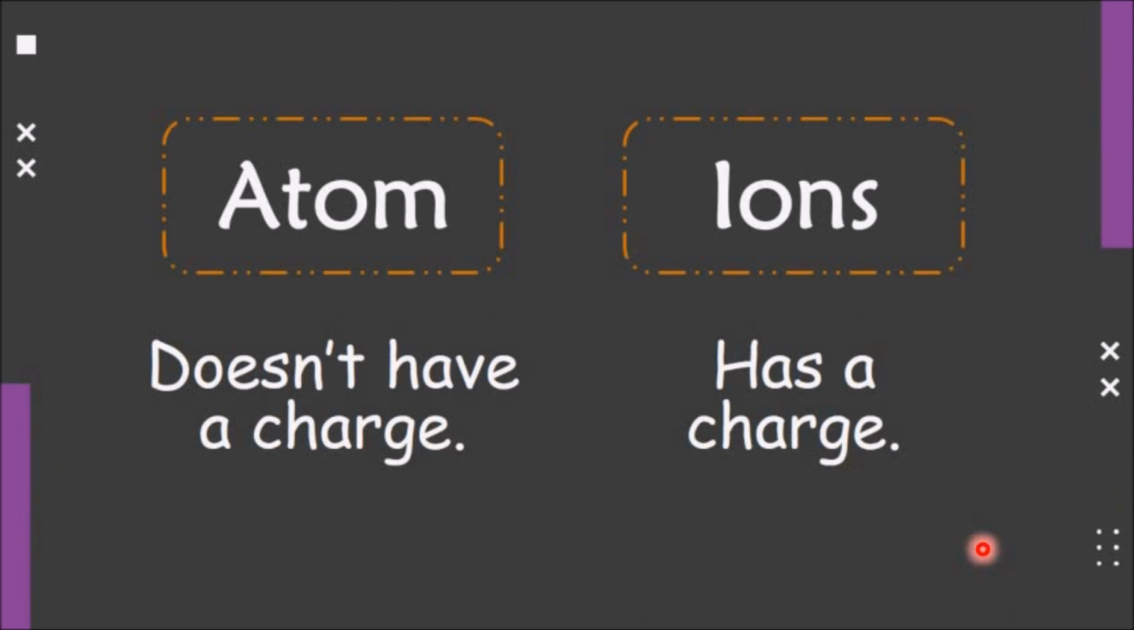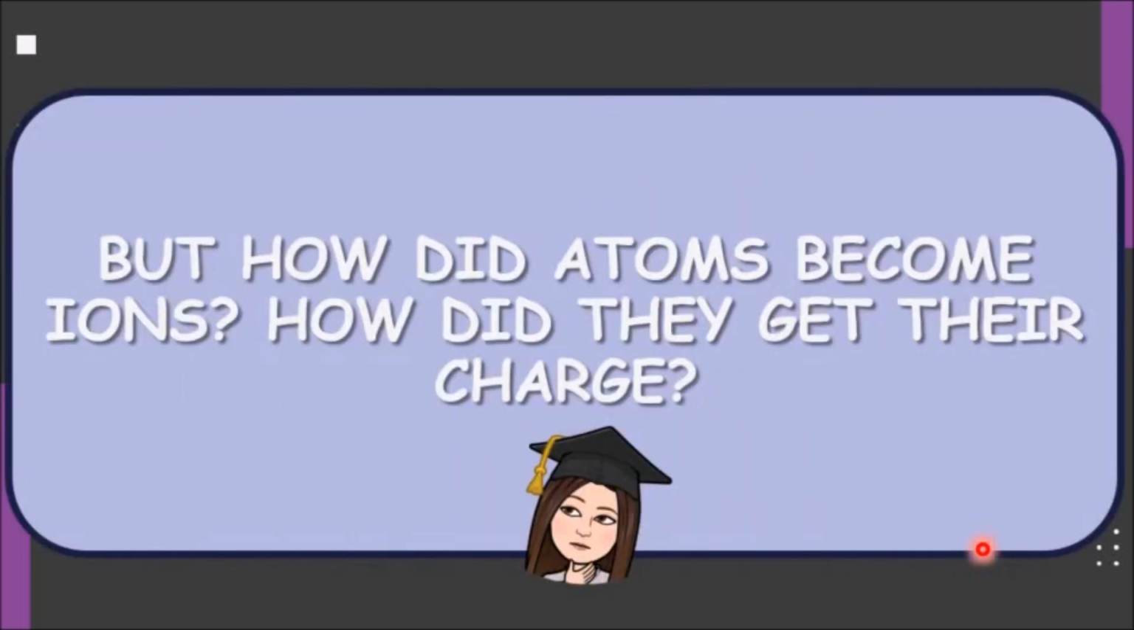Today we're going to talk about this week's topic, which is ions and their charges. Now, you must know by now already the difference between atoms and ions. Atoms don't have a charge, and usually they are in their neutral state, while ions have a charge, whether positively or negatively charged. But the real question now is, how did atoms become ions, and how did they get their charge?